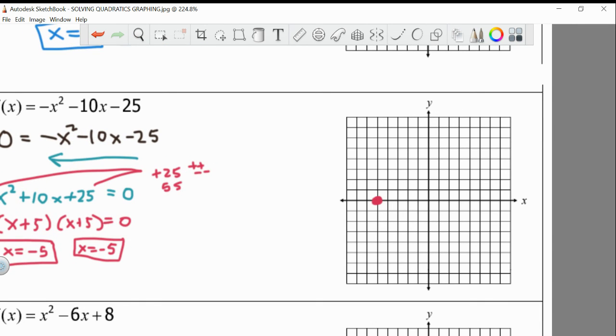All right, that is the first thing we're going to talk about, how quadratics relate to x-intercepts. That's the whole thing. Basically, your answers are your x-intercepts. That's it.